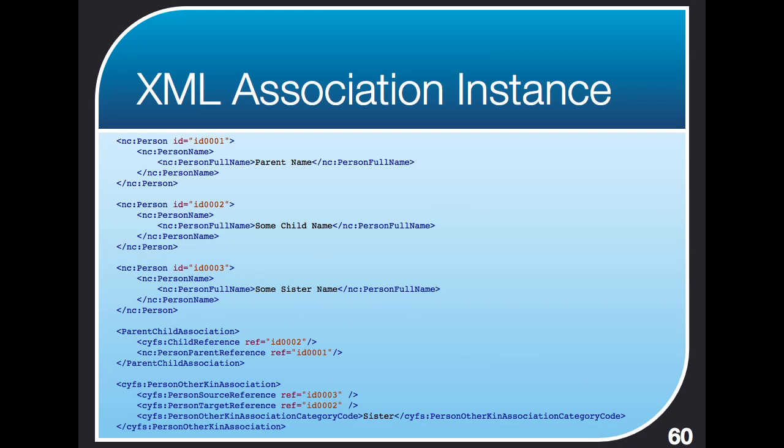And then there is the person other kin association category code, and this time it has a value of sister. And so what this whole association says is that the thing pointed to by the source reference is the sister of the thing pointed to by the target reference. So that's what that whole association says. And basically what it says is that the person with the ID 0003 is the sister of the person object with the ID 0002.